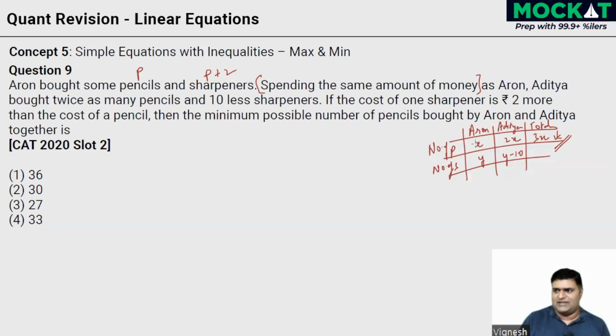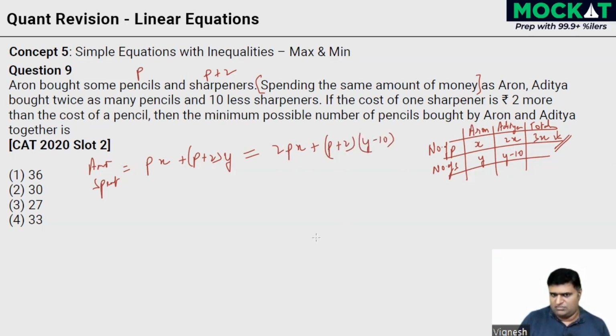So the number of pencils is x for Aaron. Cost of a pencil is p, so that's going to be px, right? Amount spent by Aaron is px for pencils, and p plus 2 into y for sharpeners, and this is equal to whatever was spent by the other person, Aditya. Now Aditya is 2x into p, so 2px plus p plus 2 into y minus 10, okay?